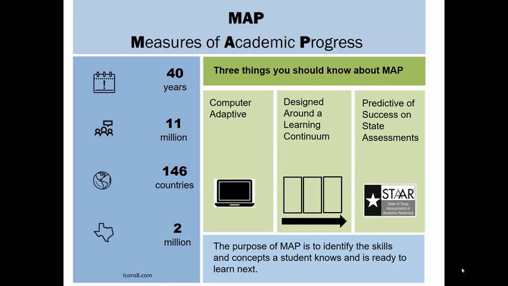MAP can predict who is likely to get to the MEETS level on STAR at the end of the year. The purpose of MAP is to identify what a student already knows and what they're ready to learn next. Each campus has a MAP testing coordinator that can help you with questions about the MAP test.